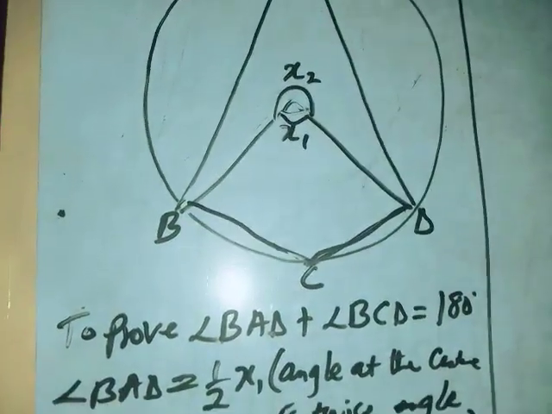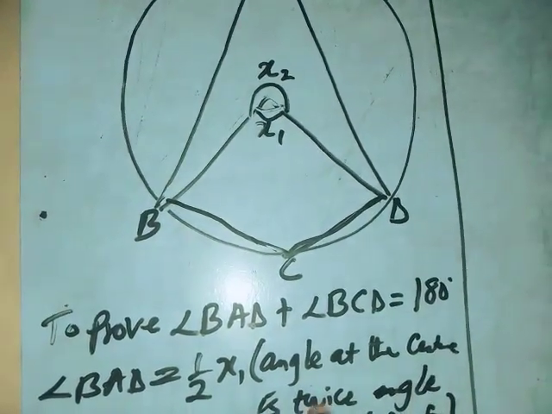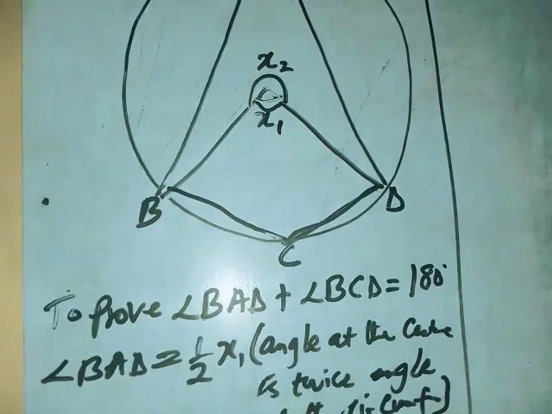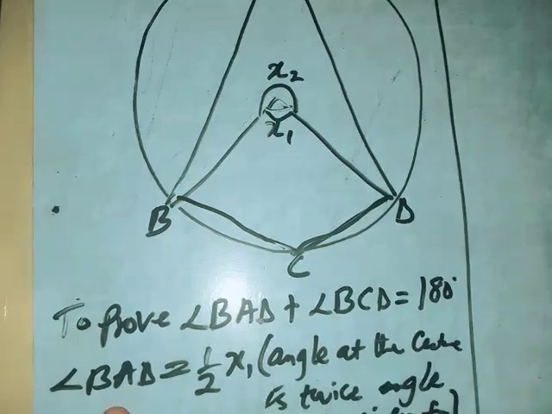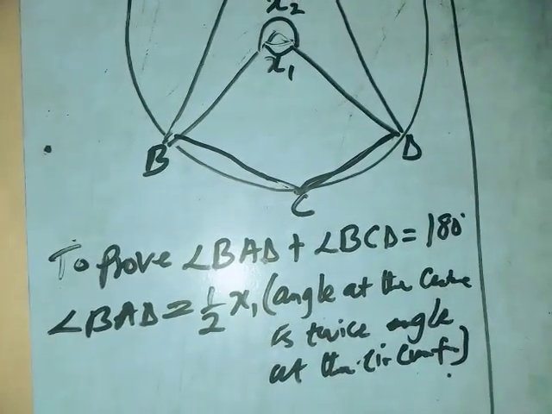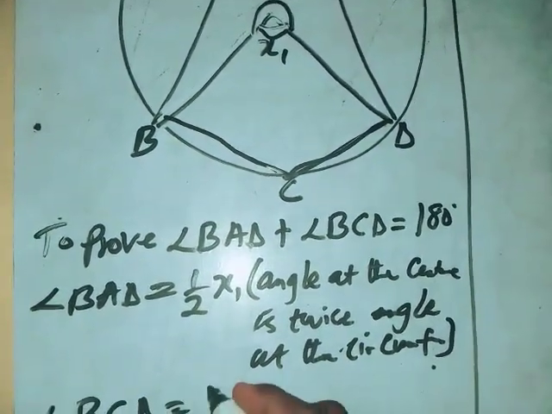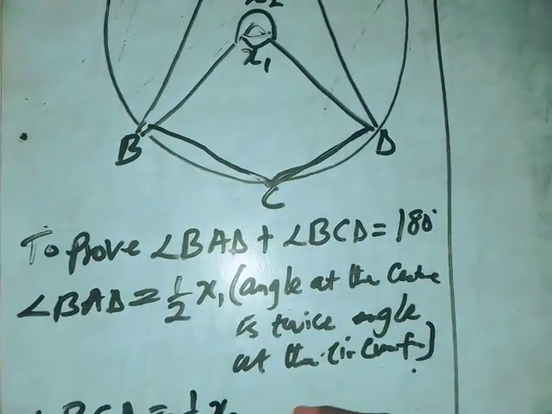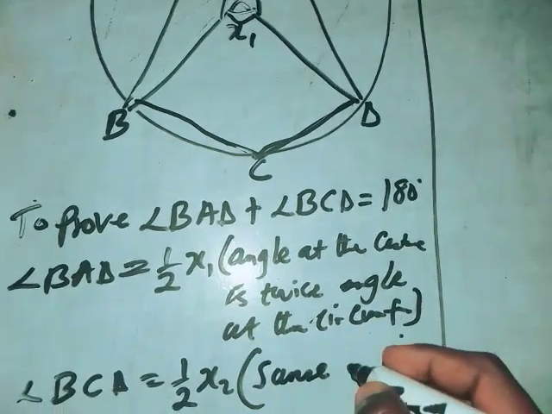So angle BAD is 1/2 of x1, that is this angle, which is the angle at the center. That is, the angle at the center is twice the angle at the circumference. We can repeat the same with this angle. We can say angle BCD is equal to 1/2 of x2. Now what is the reason? It's the same reason. You can write the same reason, right?